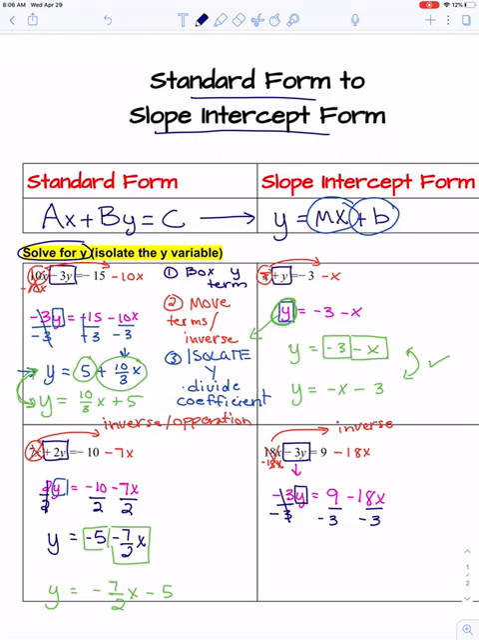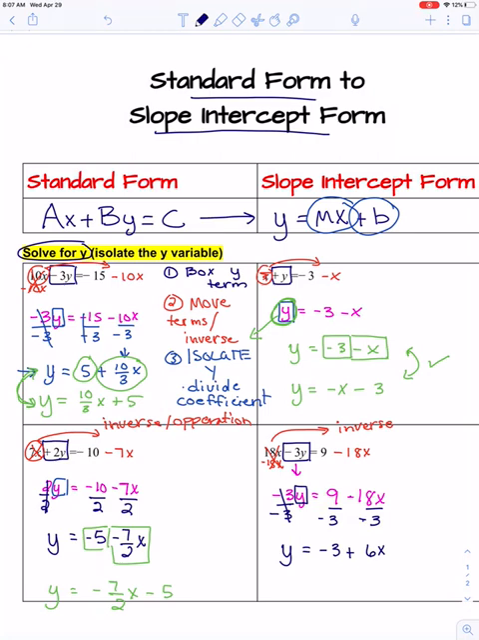Okay, so my negative 3 divided by negative 3 is 1. So I'm left with y, which is what our goal is. But now let's simplify the other side. A positive and a negative, I'm going to get negative. 9 divided by 3 is 3. A negative and a negative is going to give me a positive. 18 divided by 3 is 6, and keep your x attached.